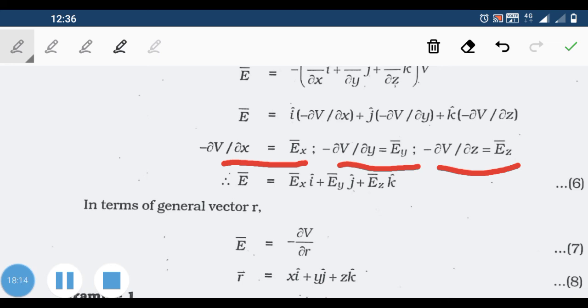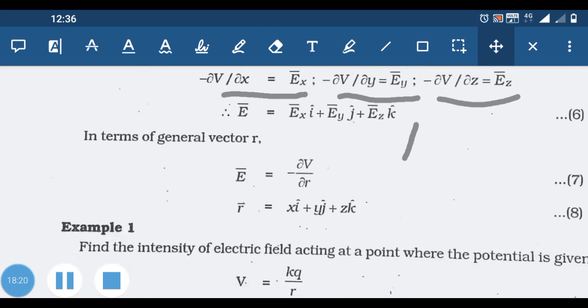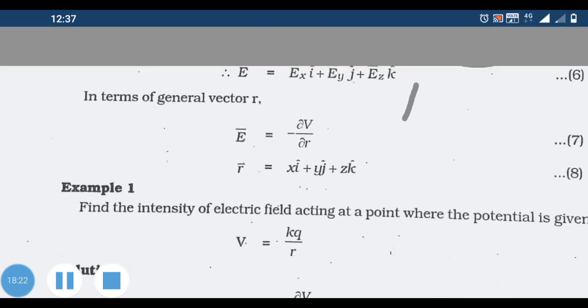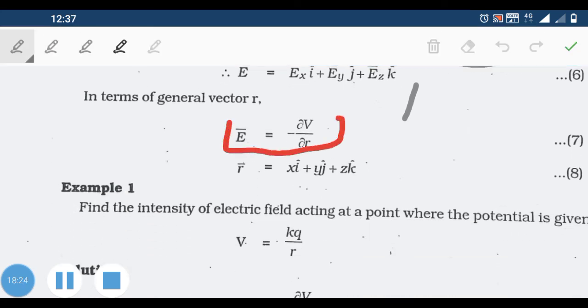In terms of the general vector r, the form will be like this: E is equal to minus del V, or minus dou V by dou r, where r is x i plus y j plus z k. Using this, if we are provided with the scalar potential, you can find out the corresponding field, or if you are provided with the electric field, you can find out the corresponding potential.